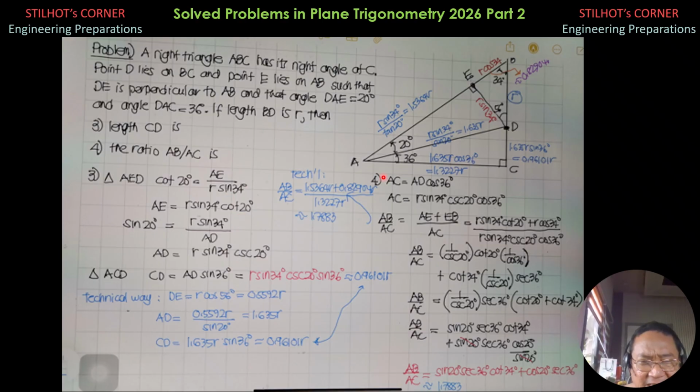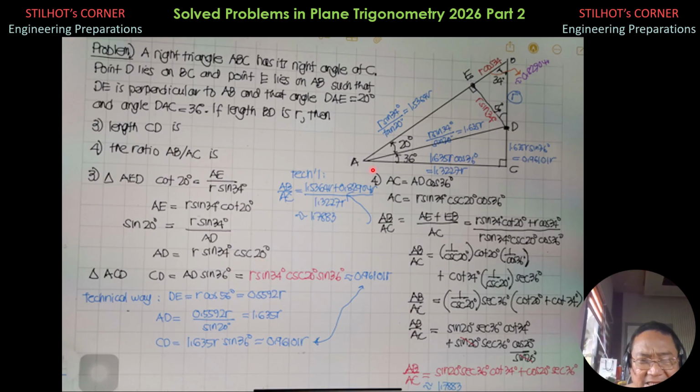So finally, next we want to find AD so that we can solve CD. Sine 20 degrees is equal to opposite, which is r sine 34, divided by the hypotenuse, which is AD. So AD is r sine 34 over sine 20, and 1 over sine 20 is cosecant 20 degrees.